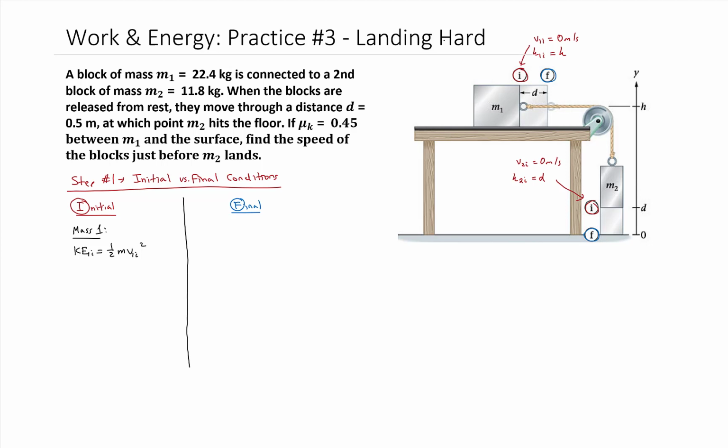So now we can look back at our table and label everything we want and put it into the equation. So here, V1I is equal to 0, which means KE1I is 0. We should look at the potential energy of the first block initially, which is mgh1I. That is equal to h, so we have mgh.